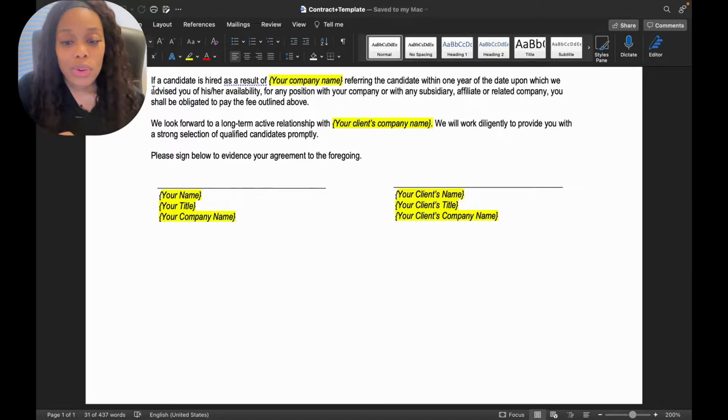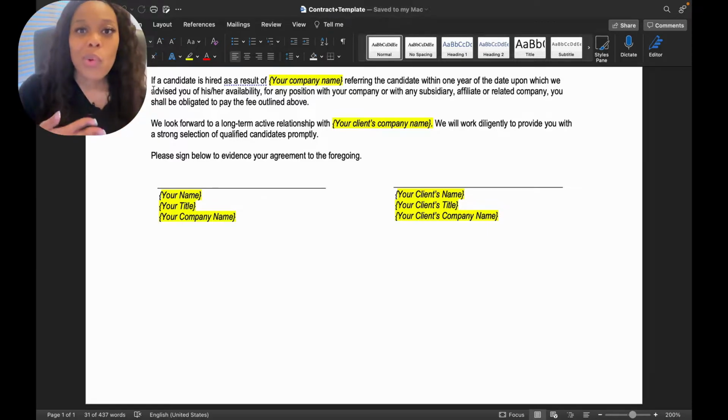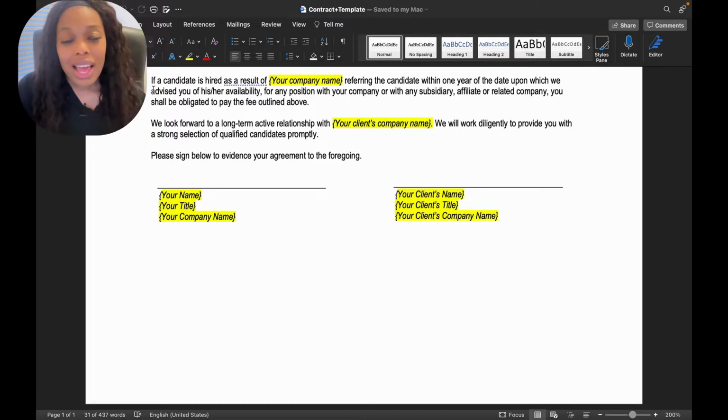Well, as long as they do that within 1 year, you can actually still get payment for that particular candidate that you presented. Once you've done that work and you've presented the candidate, if it turns out that maybe later down the line is when they want to explore that candidate being an employee for them, then that's perfectly fine. You can still get paid for it.